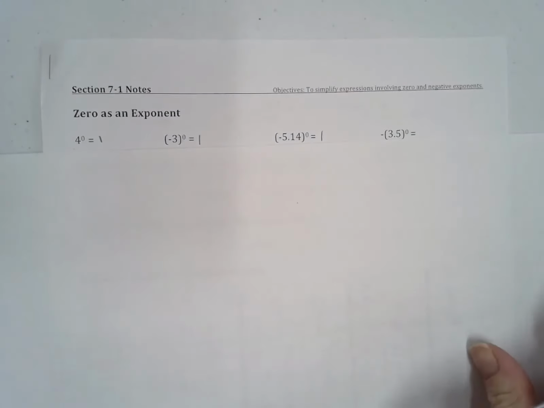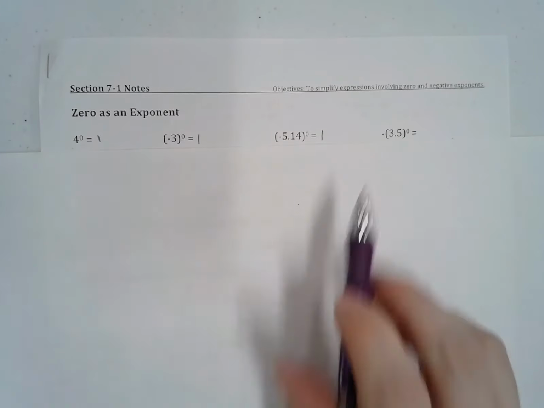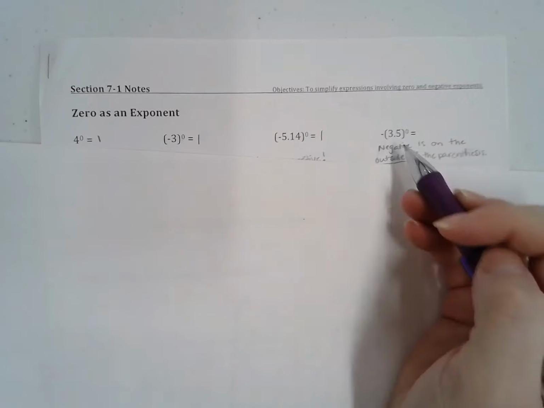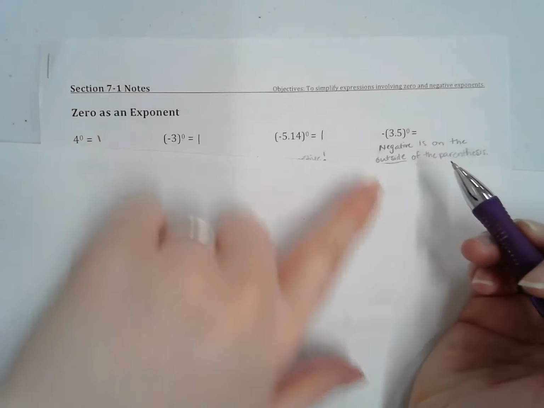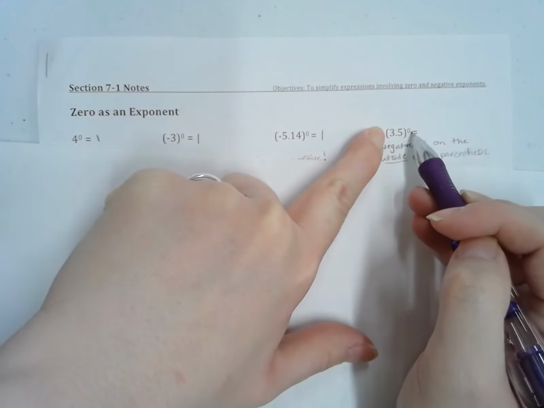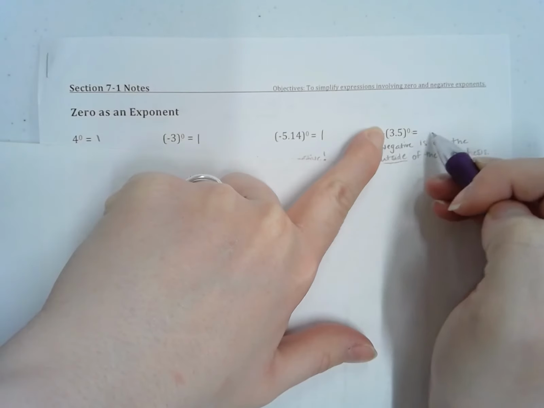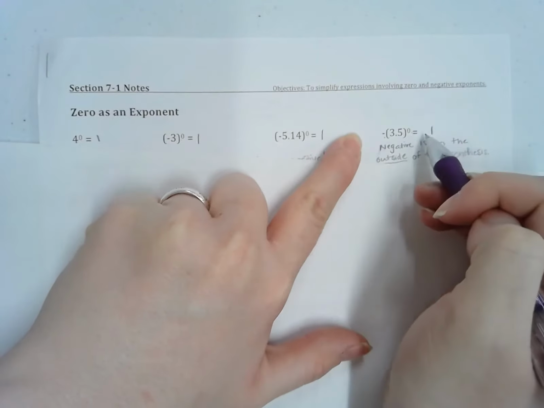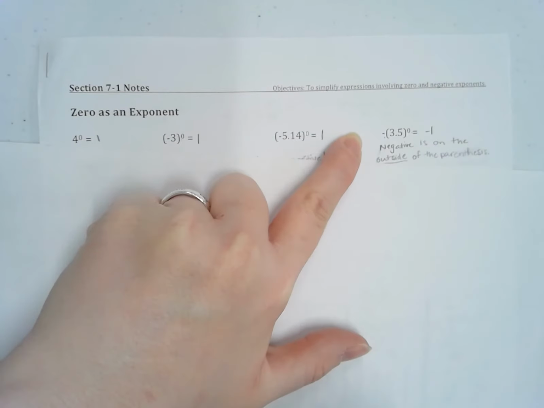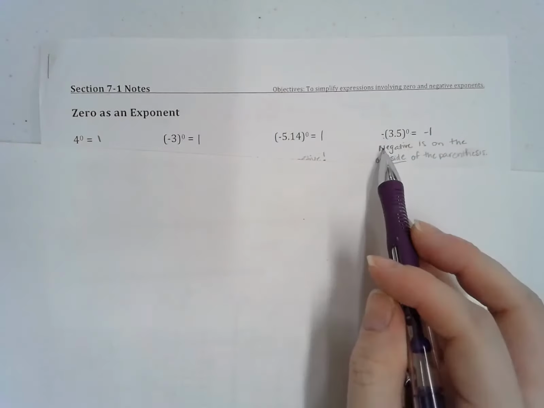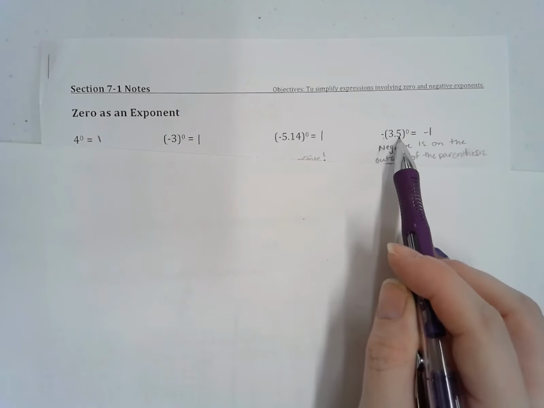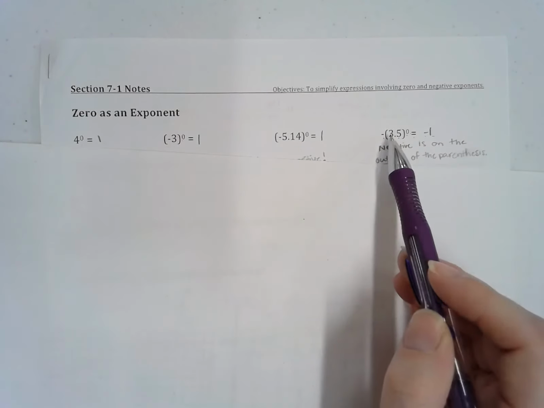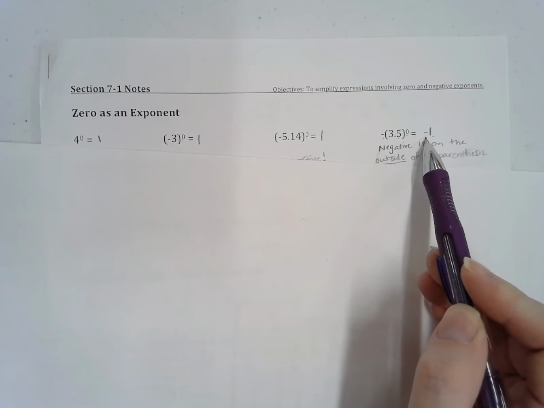Now taking a look at this last one, the negative sign is actually on the outside of the parentheses. That is not affecting the 3.5 to the 0 power at all. So this is still 1. And because the negative is on the outside of the parentheses, it stays on the outside part of the number. So negative and then parentheses 3.5 to the 0 power should equal -1. Because it's on the outside, it stays.